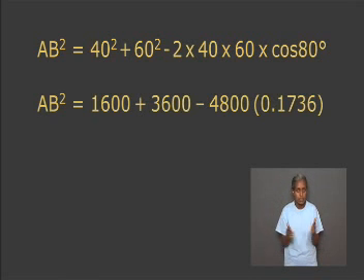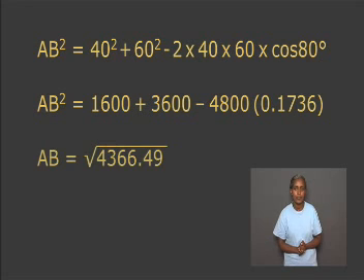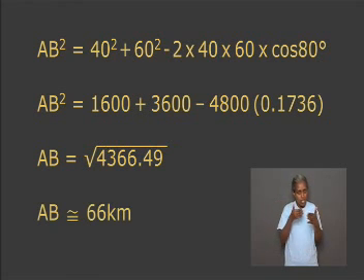This equals 1,600 plus 3,600 minus 4,800 times the cosine of 80 degrees, which is 0.1736. The length of AB equals the square root of 4,366.49, which is approximately 66 kilometers.